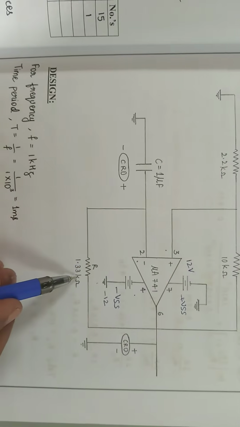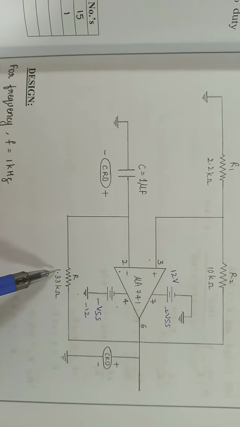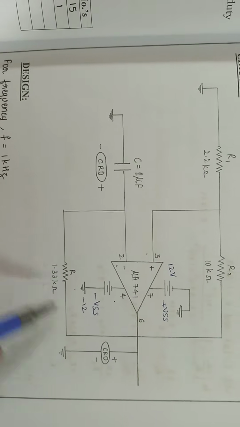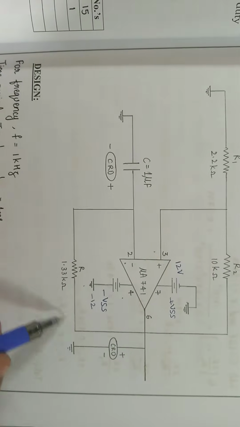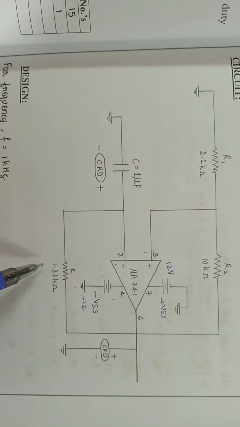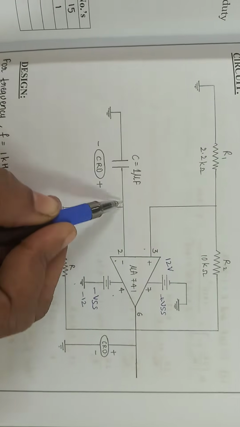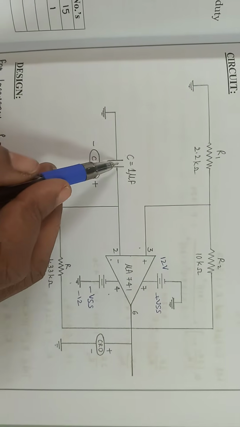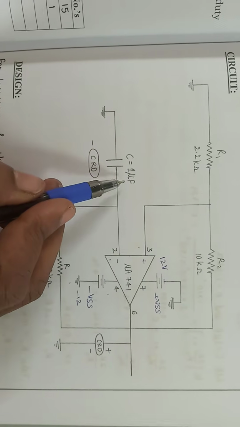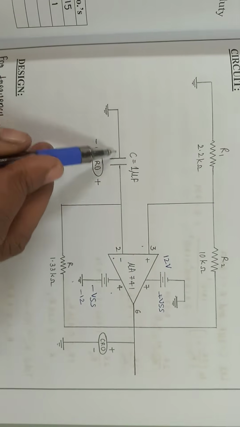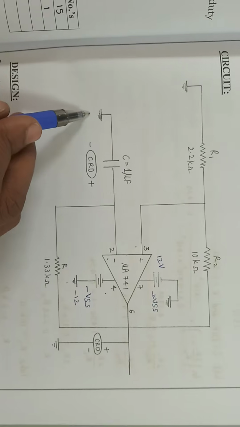The second part is the tank circuit. The tank circuit is realized by using an RC circuit. The output of this will be connected to the RC circuit. The R value is 1.33 kilo ohm and connected in series with the capacitor. We are assuming the capacitor is 1 microfarad. The other end of the capacitor is connected to the ground.